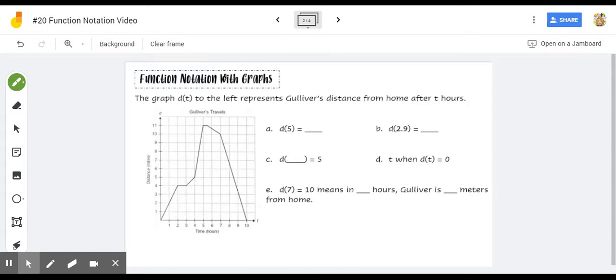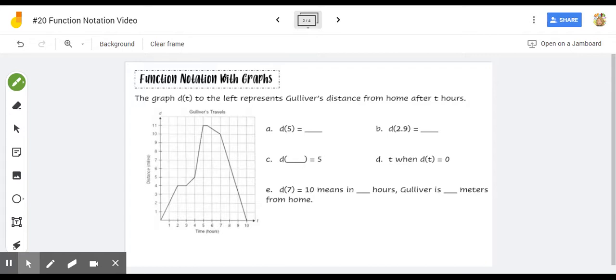Based on a graph, you can find its input by looking at the horizontal axis, and we're going to look at the output using the vertical axis. So the graph d of t to the left represents Gulliver's distance from home after t hours. So d of t is our function, or our function name is d. Our input value is t, or time, and our output will be the distance from home.